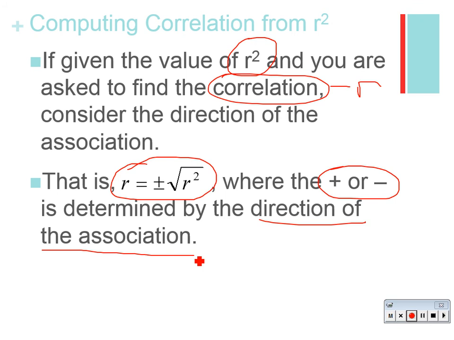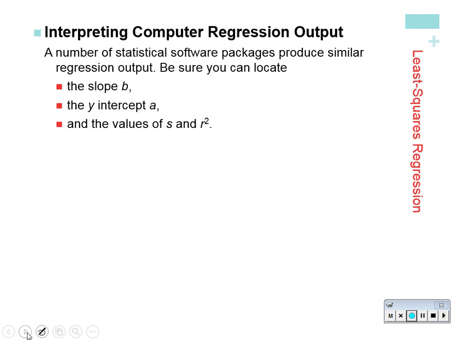Just remember, positive association is as one variable increases, so does the other. A negative association is as one variable increases, the value of the other decreases. So that's important when you're converting from R squared to a value of R, is to know what the direction of the association is, positive or negative.